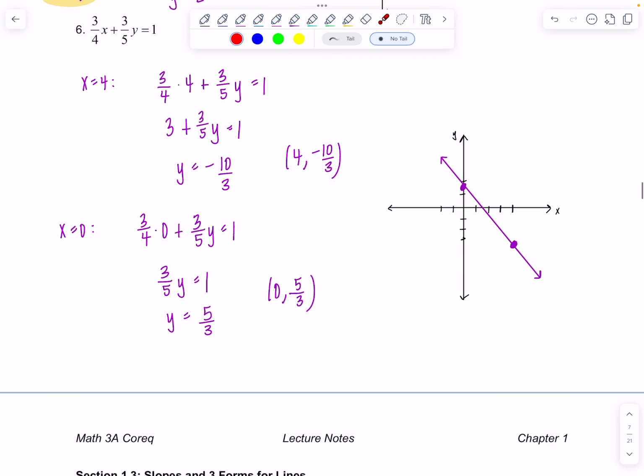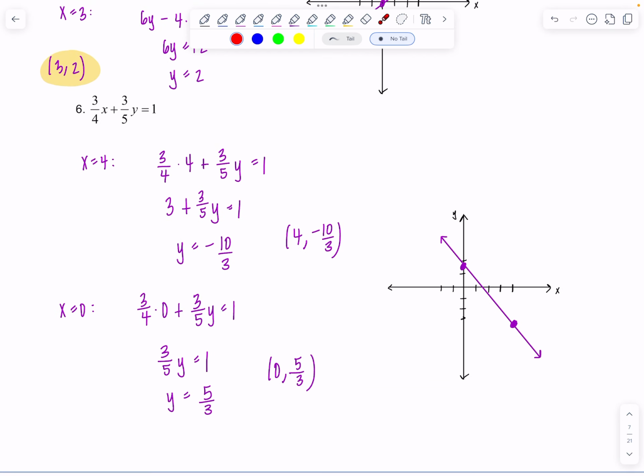Okay, great. That concludes the lesson. Don't worry, we won't be graphing lines this way exclusively. We'll learn another way soon. So stay tuned for that.